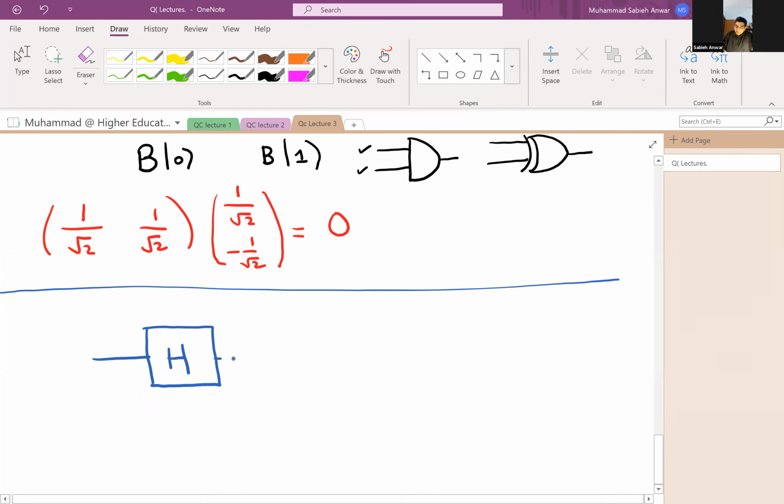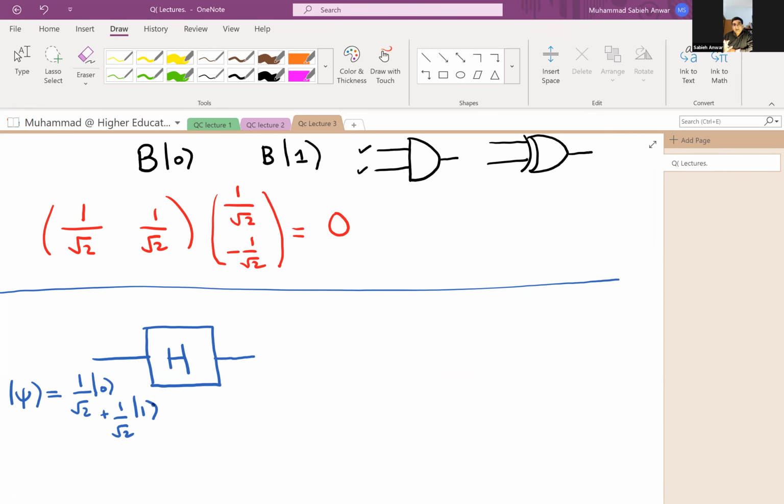Suppose I had a Hadamard gate and inputted the state psi, which is, suppose, 1 over under root 2 ket 0 plus 1 over under root 2 ket 1. What should my output be? So when I define logic gates, these logic gates can take any input you provide with them. And you just take the matrix of the logic gate and find out what the output is going to be. So what's going to be the output here?